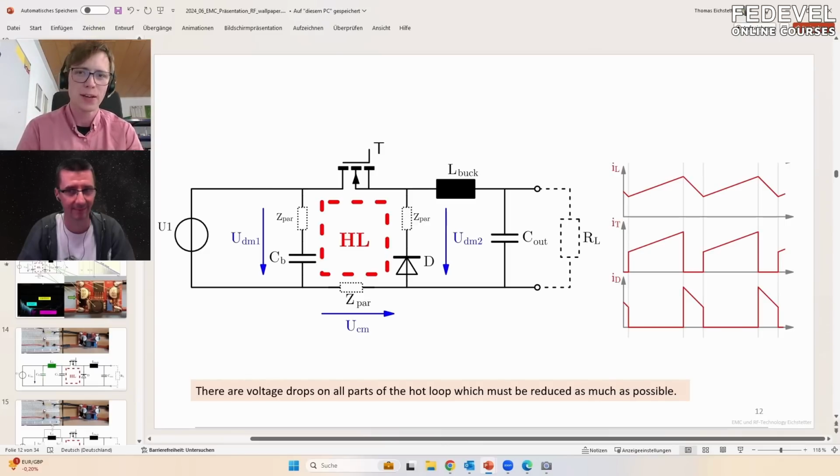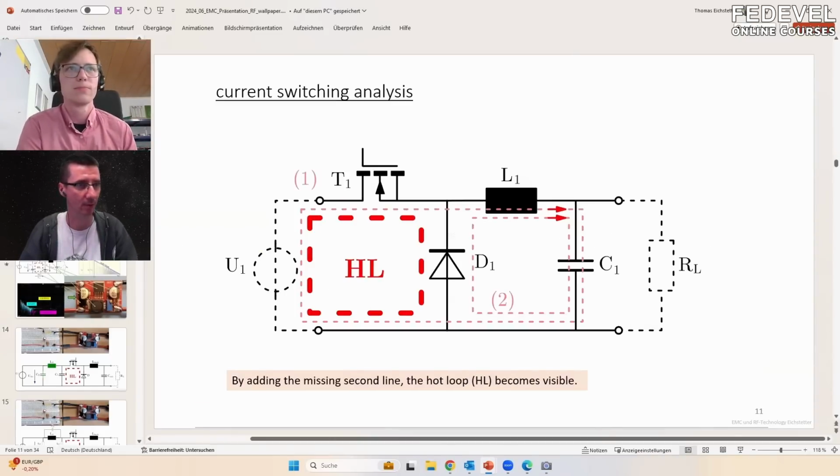Every piece of line you have is a short inductor, and when you change the current very fast over an inductor, you get a voltage drop. Okay, can we go back to the previous slide? This is a very interesting way to look at the circuit.